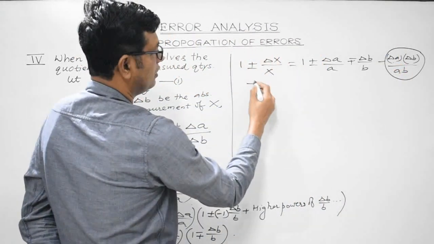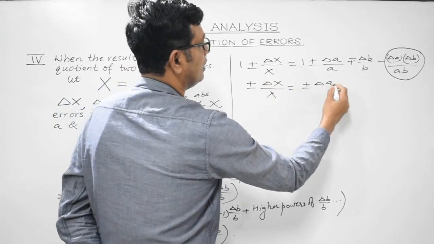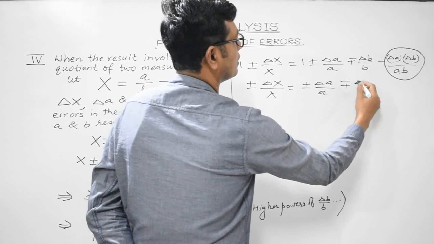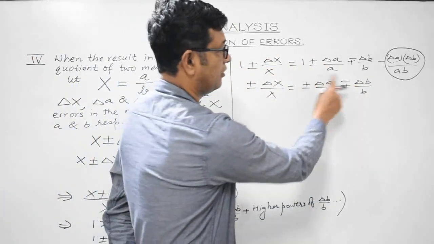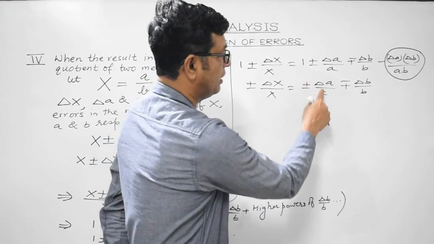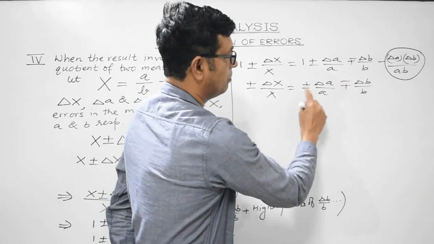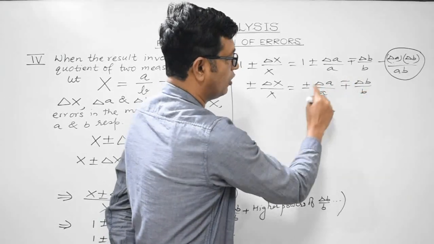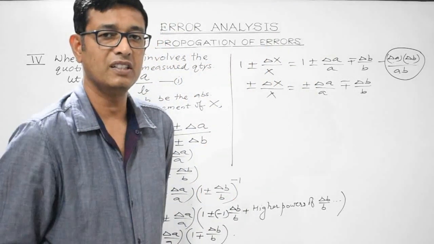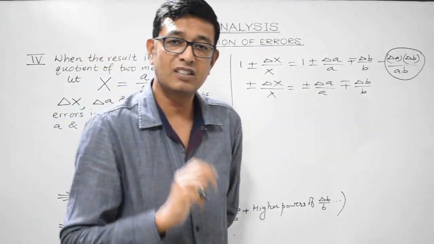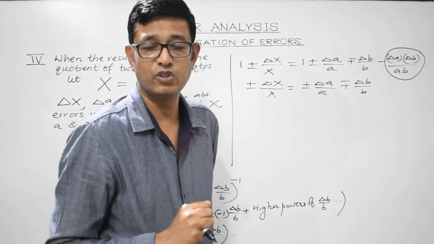1 gets cancelled. So, plus minus del x by x is equal to plus minus del A by A minus plus del B by B. So, on the right hand side, there are four possibilities. Plus del A by A, plus del B by B; plus del A by A, minus del B by B; minus del A by A, plus del B by B; or minus del A by A, minus del B by B. There are four possibilities. Which one is to be considered? Yes, you are correct. This is the fourth time I am telling you.